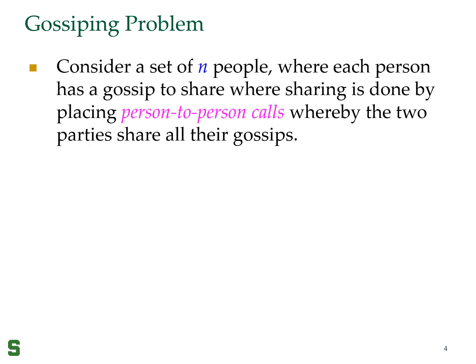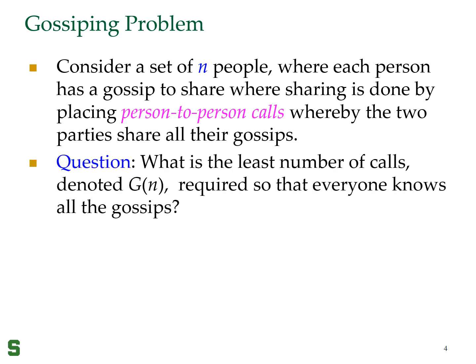Gossiping problem is as follows. There are a set of n people. Each person has a gossip to share, and the sharing is done by person to person calls, where two parties share all their gossip. So when two people talk, they share all their gossip. Question is, what is the least number of calls required so that everyone knows all the gossip?